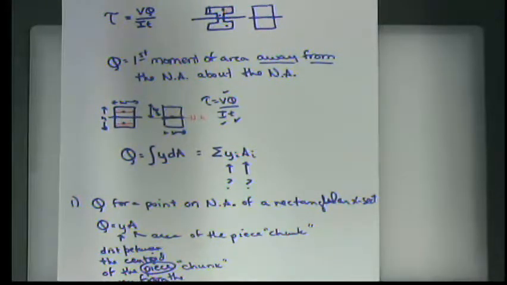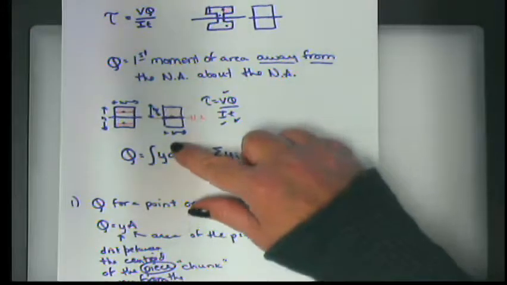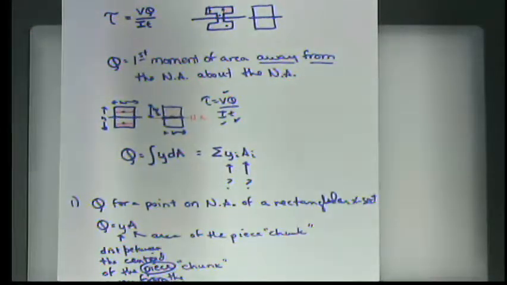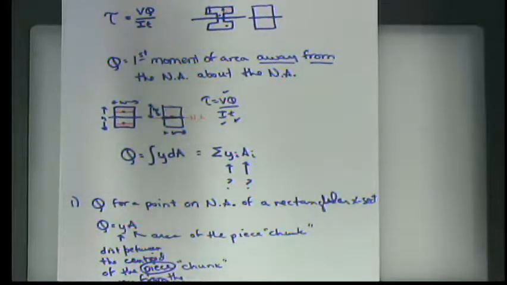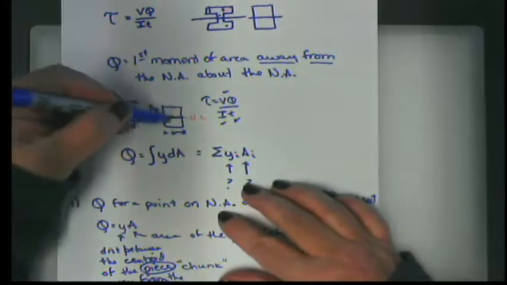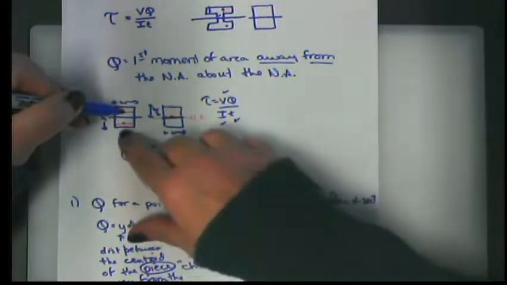So you can pick either one to throw away? No, it has to be away from. But could I do this half? Yeah, absolutely. It's going to come out exactly the same. That's a great question, and a very good thing to think about. If you're on the neutral axis, they are going to be exactly the same. It could be this or this. Here, it's only going to be this. It would never be this.